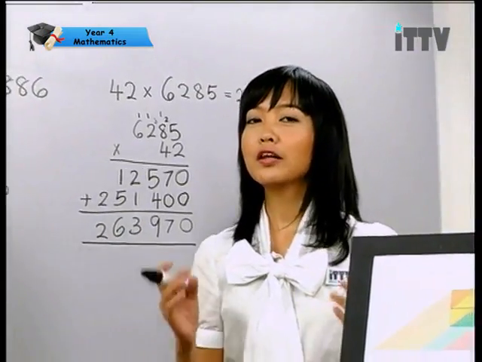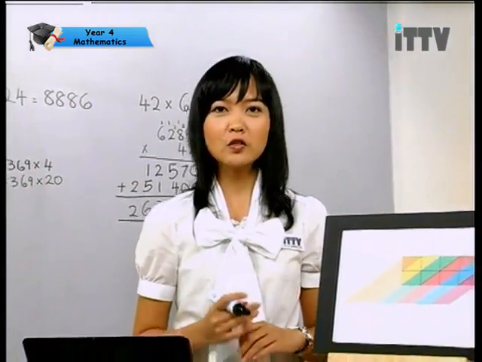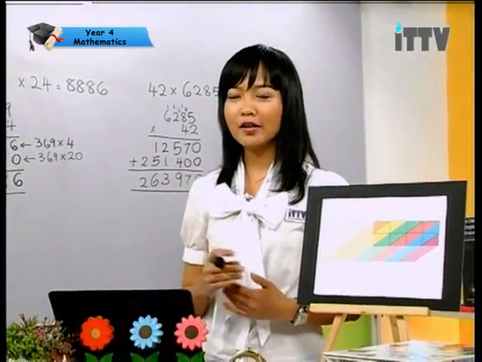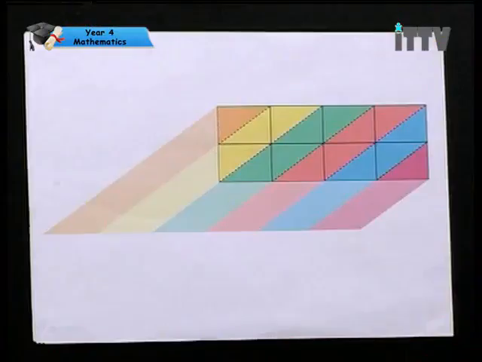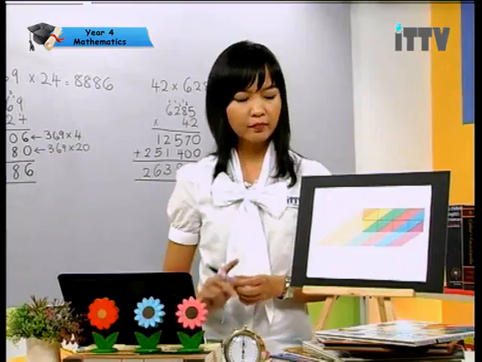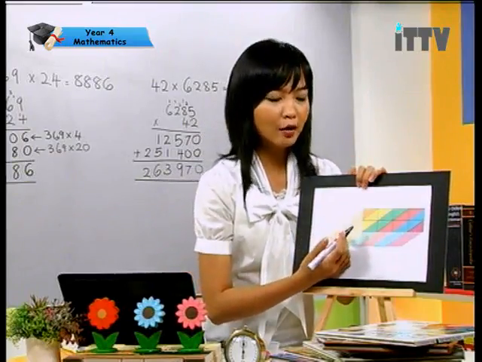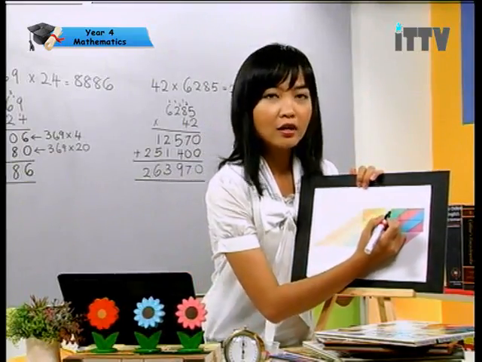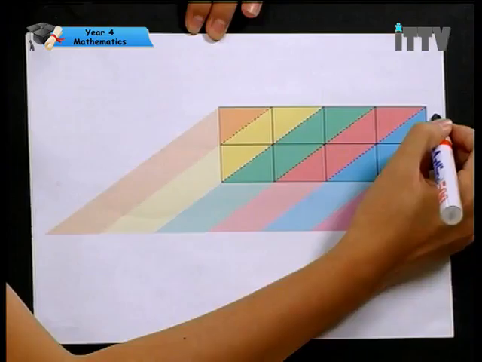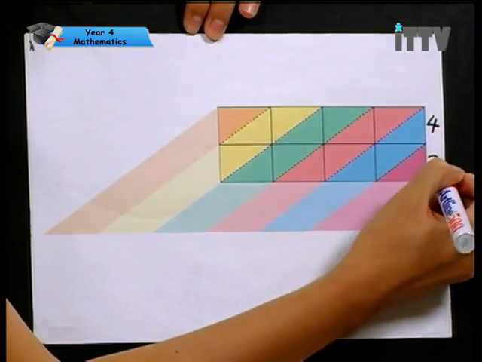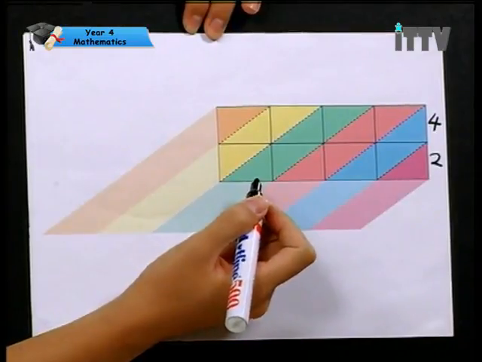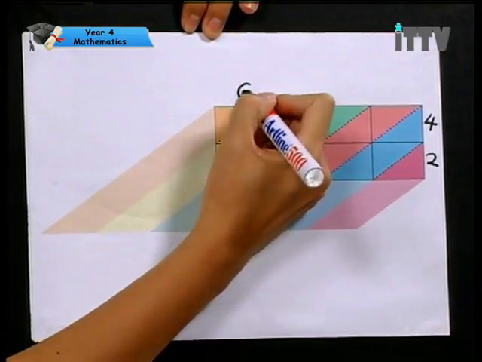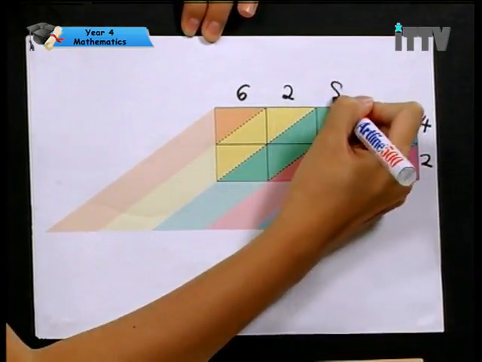Boys and girls, we can use lattice multiplication to check our answer. You know how does a lattice multiplication chart look like? Okay, as you can see here, I have a lattice multiplication chart. So, I fill in the numbers. Just now, we had 42 passengers in one bus. The total number of buses, 6,285.